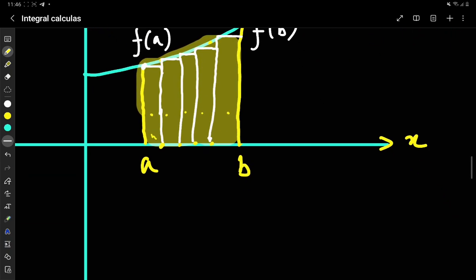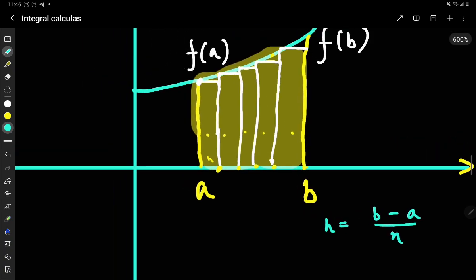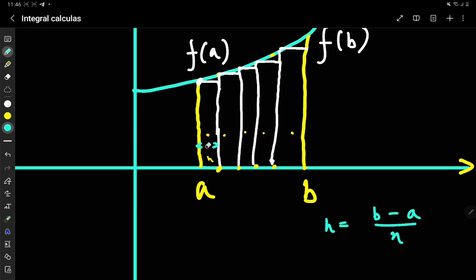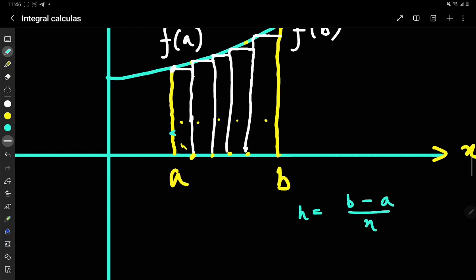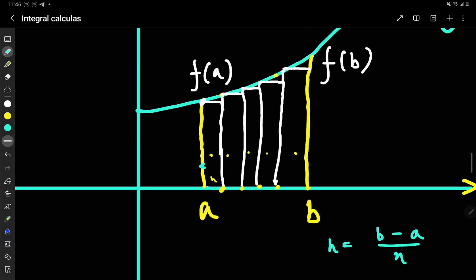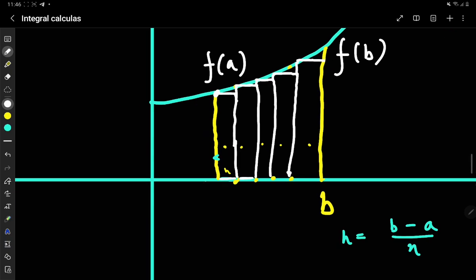So we can make a new entity called h, which is basically b minus a by n, where n is the number of rectangles. H is basically nothing but the width of each of these rectangles over here, right? So I'll remove the width a bit. Here you go. So the width of this rectangle will be h, this rectangle will be h, and so on. So we can find that if the x coordinate of this strand right here is a, and if the x coordinate of this strand is b, then this will be what?